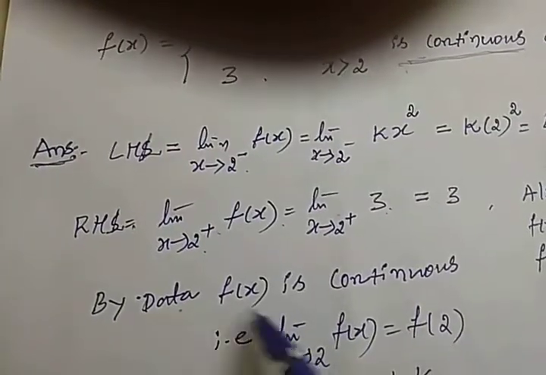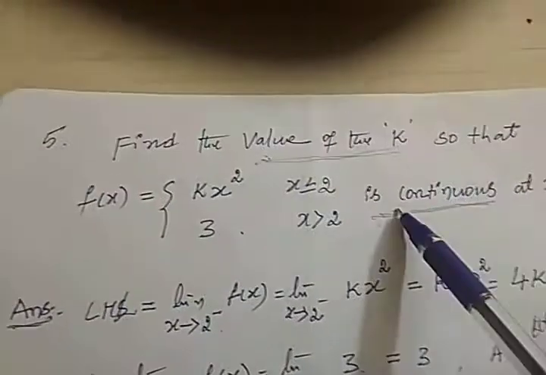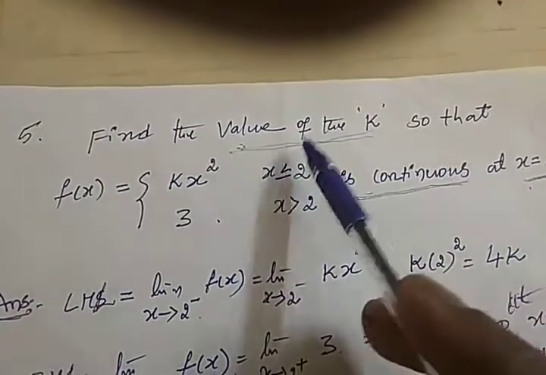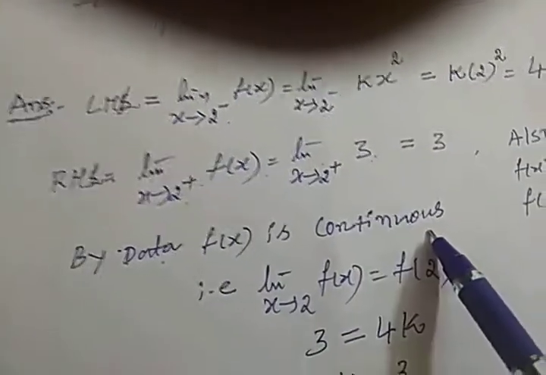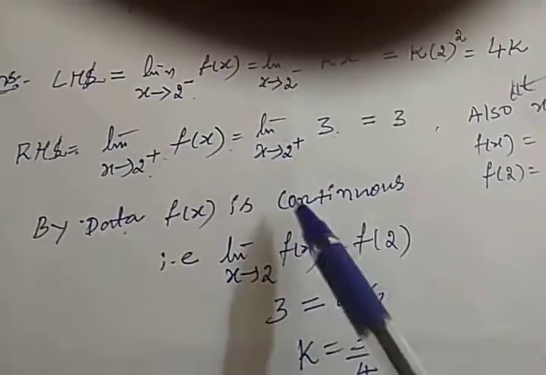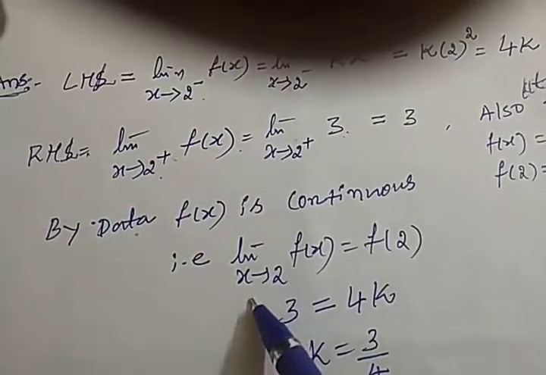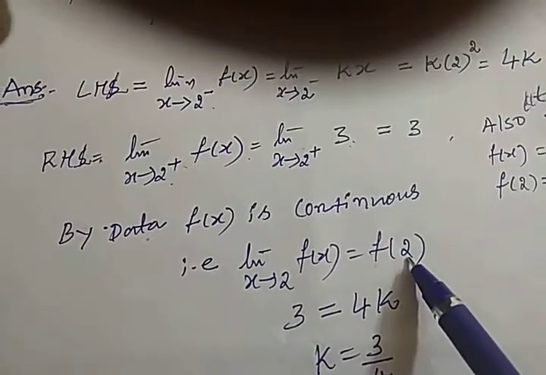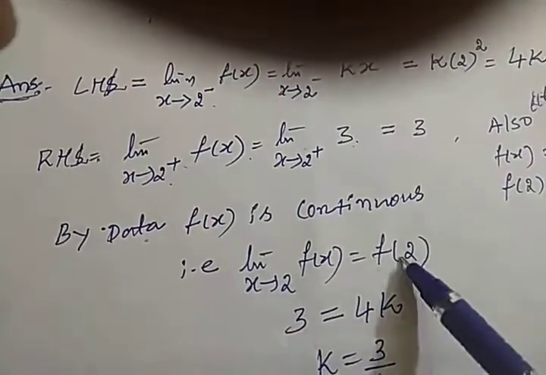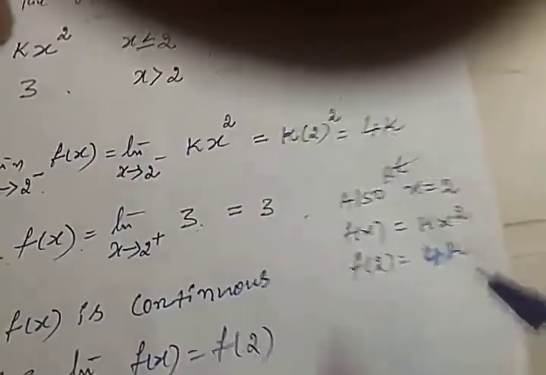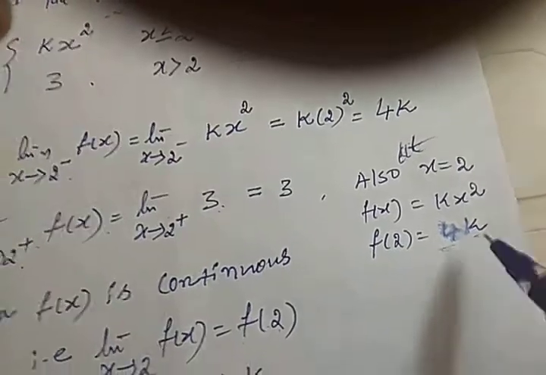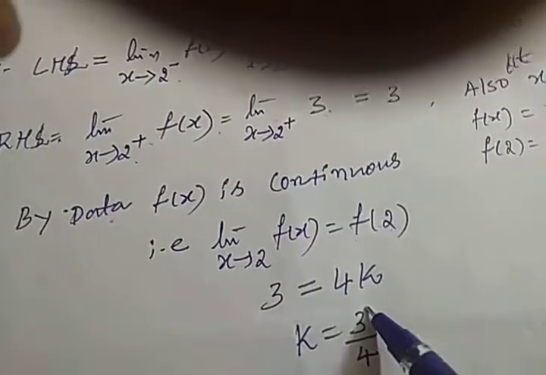Since by the data f(x) is continuous, my intention is to calculate k. By the data f(x) is continuous, and this can be written in limit form like this. If the function is continuous, the limit as x tends to 2 of f(x) is equal to f(2). What is f(2)? Here f(2) is 4k. I have written f(2) is 4k.